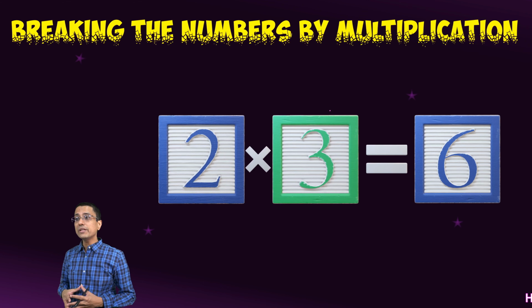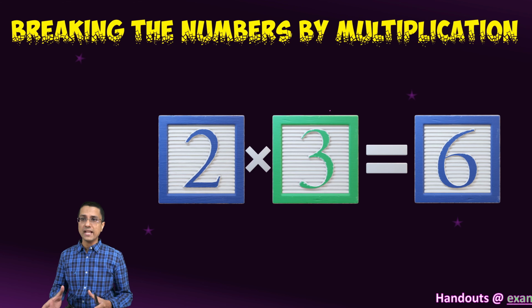Can we do it using multiplication? Yes, of course. And this is the basis for this entire study of factors: breaking down a number in terms of multiplication of other numbers or other positive integers. So here I have broken down 6 into two of its constituents essentially. Each of those constituents is known as a factor. So these 2 and 3 are factors of 6, and when I multiply these two factors, 2 into 3, I get back the number 6.